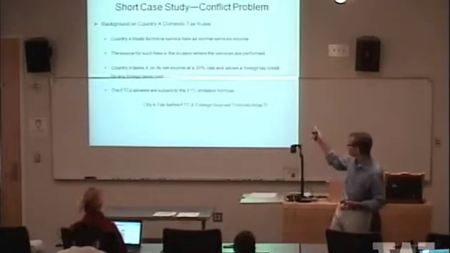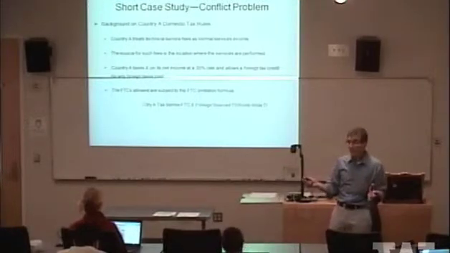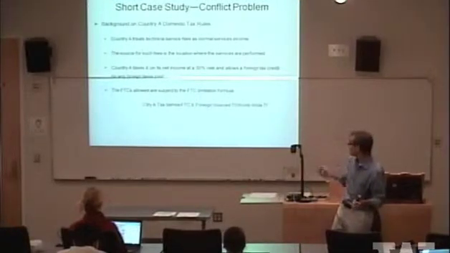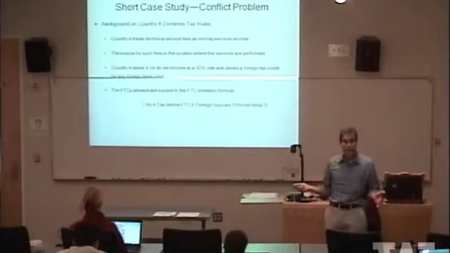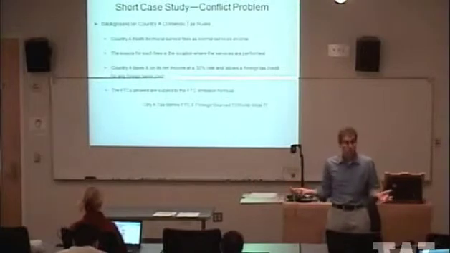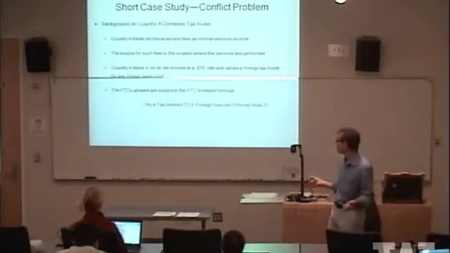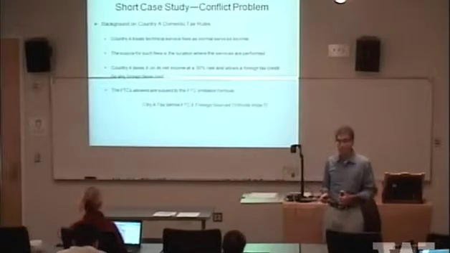Country A says, okay, this is domestic income. It's taxed at a 30% rate on net income. And if you've paid any foreign tax, we'll allow you a foreign tax credit. And of course, there's a foreign tax credit limitation formula.